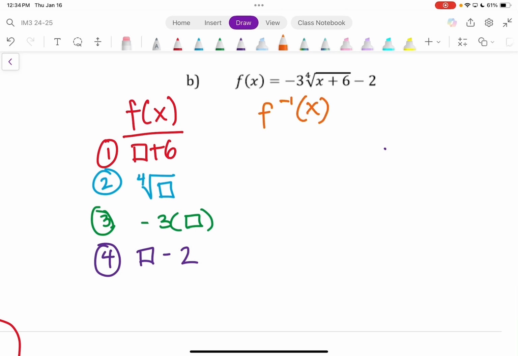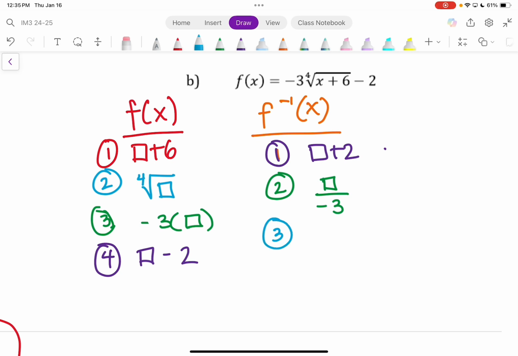Here goes the inverse. Ready? Step 1. What is step 1 of the inverse? Teo, what is step 1 of the inverse? Box plus 2. Step 2 of the inverse. Mena, step 2 of the inverse. Box over negative 3. Step 3 of the inverse. Eugenia. So what's the opposite of the 4th root? Think of exponents. To the 4th power, so box to the 4th. And then the very last step, step 4, what is the opposite of plus 6, William? Box minus 6. Okay.